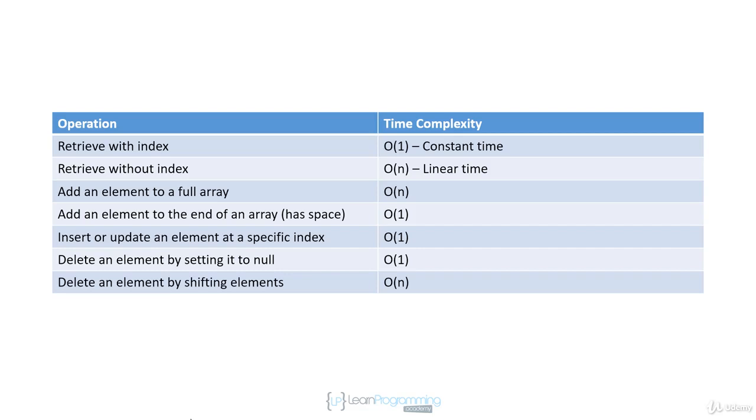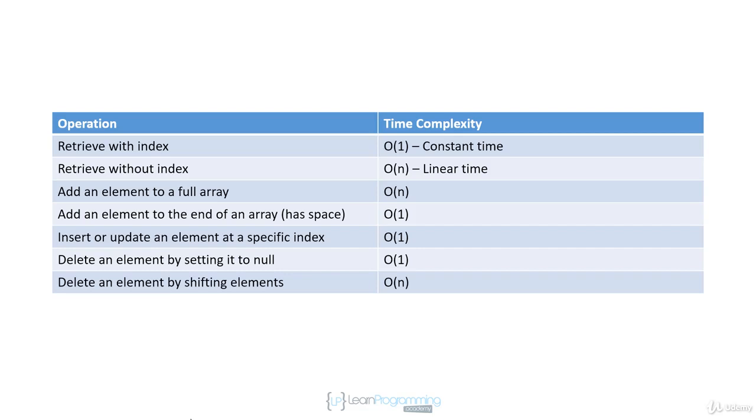Now, if we did not have the index, I don't have this on the chart, then it would take linear time because we'd have to search for the element first. So if somebody came along and said, delete the number 7 by setting it to -1, we'd have to search through the array first to find the number 7.